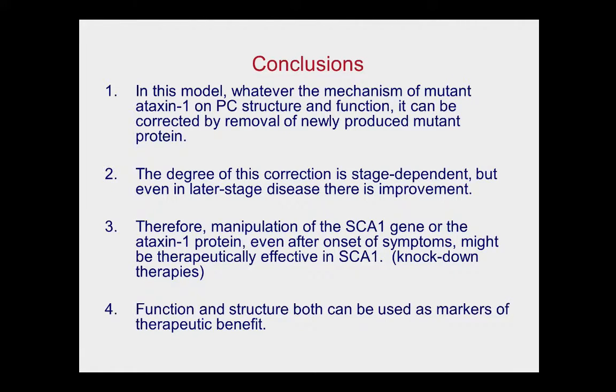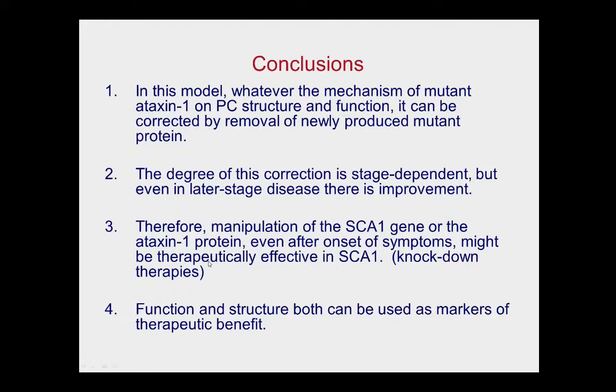So the conclusion from this study is that if you remove the newly produced mutant protein, it seems to improve the phenotype. That would suggest that the turnover of the protein is relatively rapid, and that this is really stage dependent. So the earlier you do it, the more likely you are to get a favorable outcome.